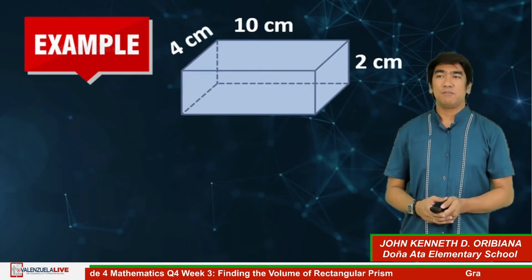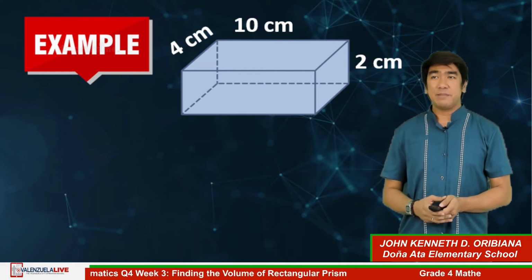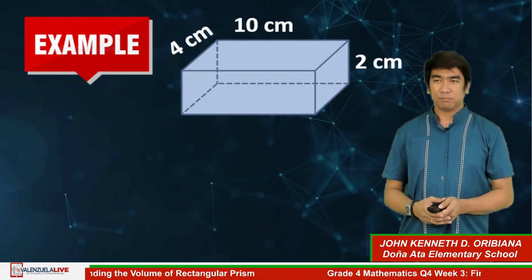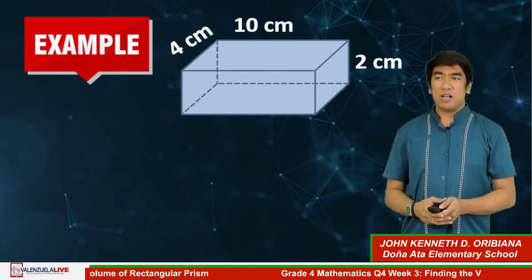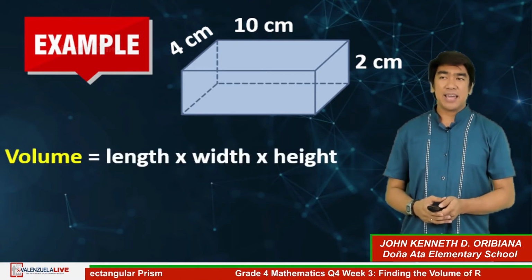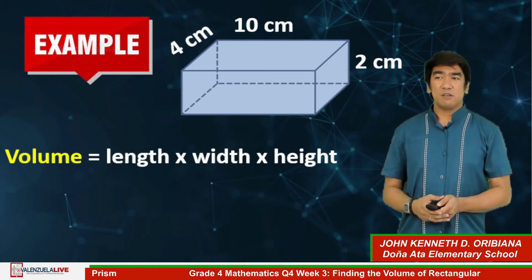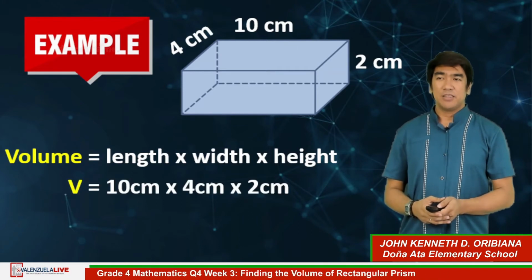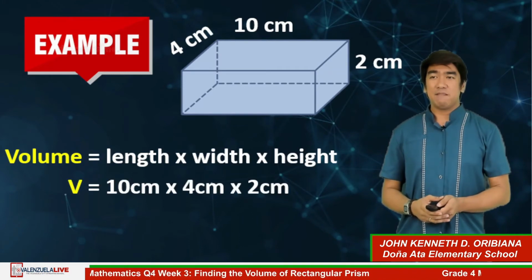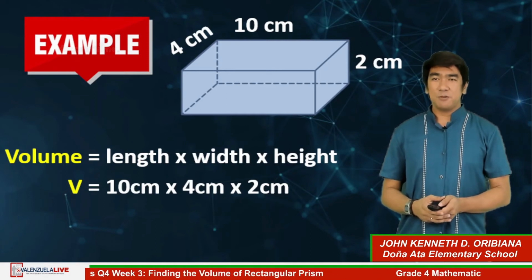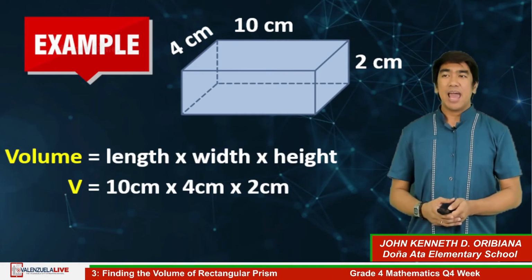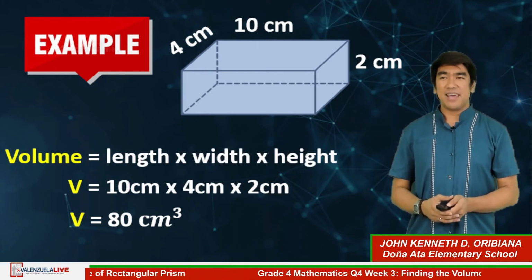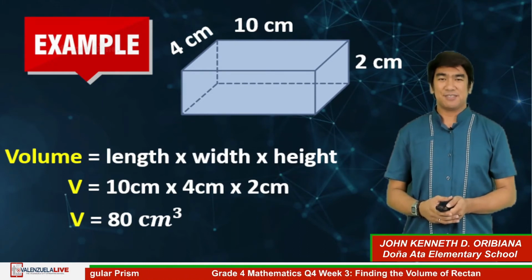Next example, a rectangular prism with 4 centimeters by 10 centimeters by 2 centimeters. To get the volume of this rectangular prism, again, the formula is volume is equal to length times width times height. Therefore, we have 10 centimeters times 4 centimeters times 2 centimeters, and the volume of this rectangular prism is 80 cubic centimeters.